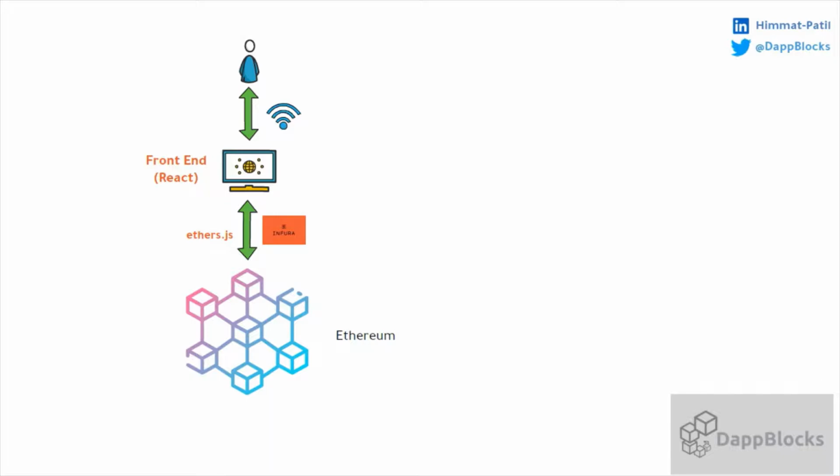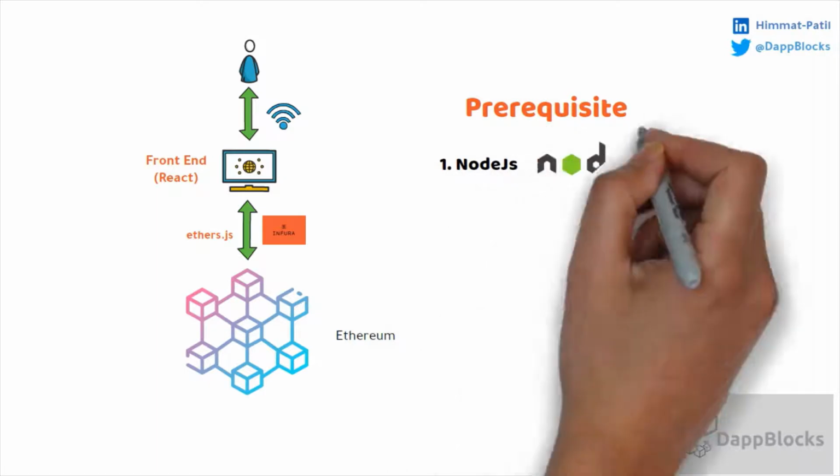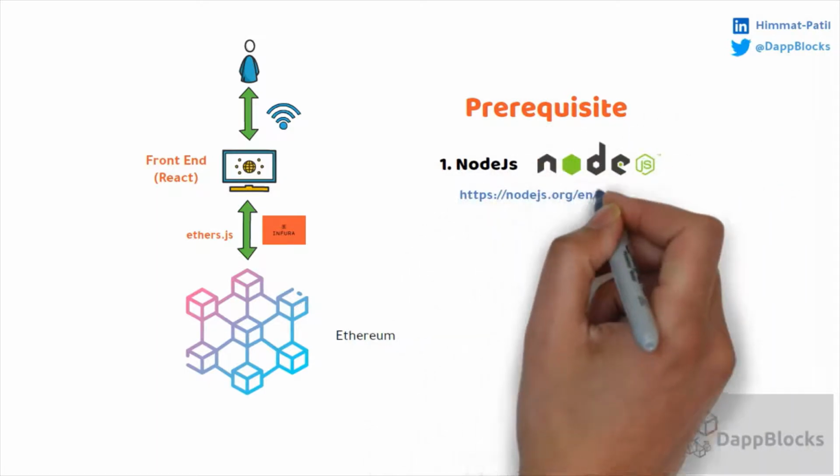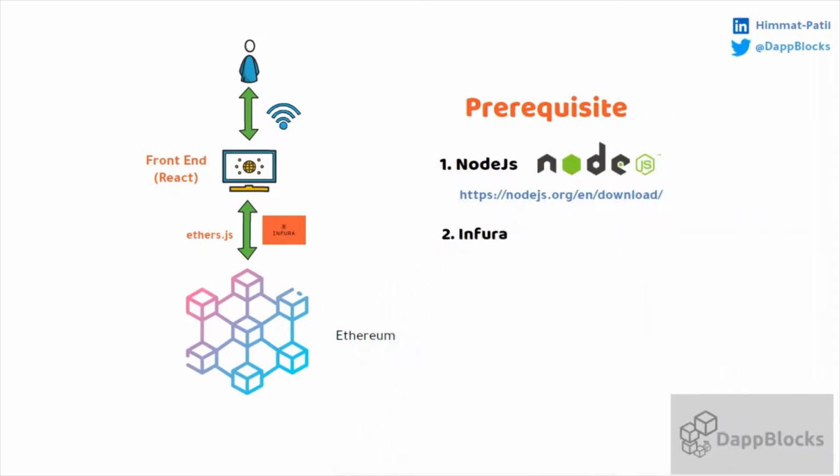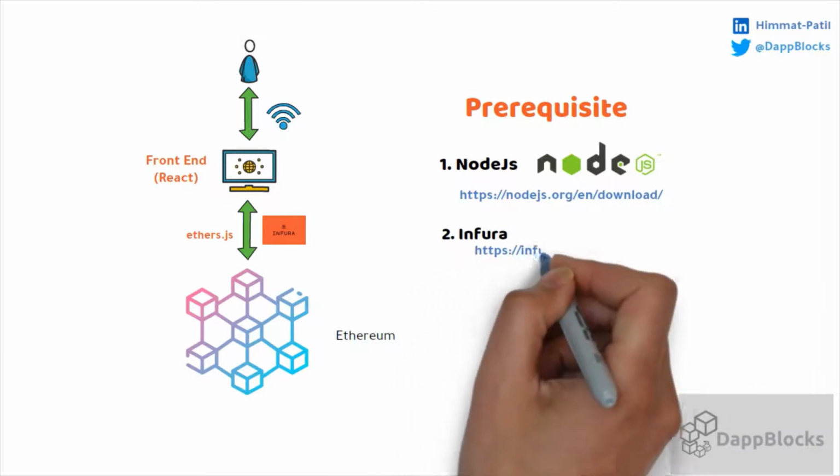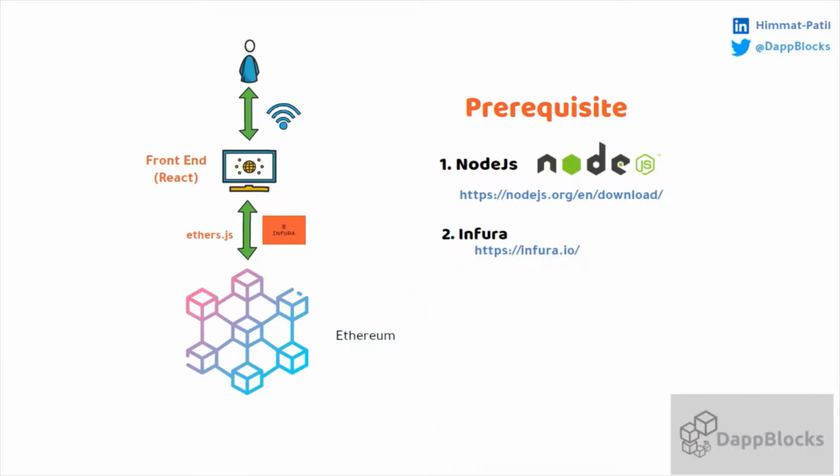Let's get started. Prerequisite 1: Node.js. You can download Node.js from nodejs.org. Second, Infura. Sign up to infura.io and get the HTTP RPC URL.